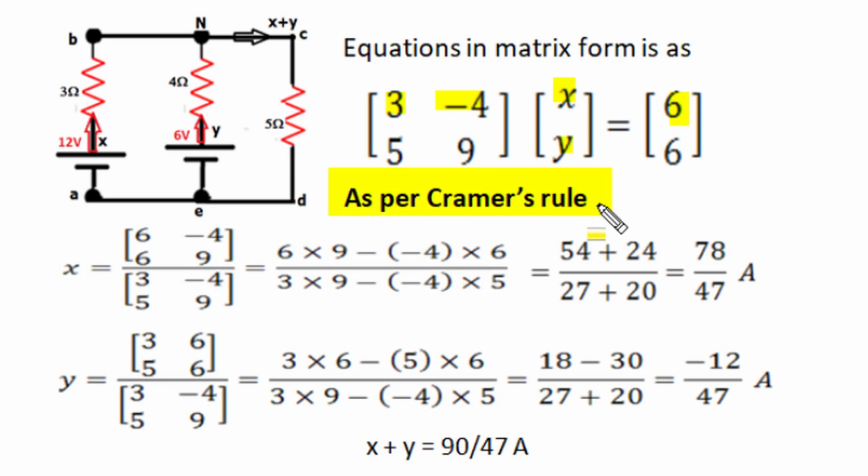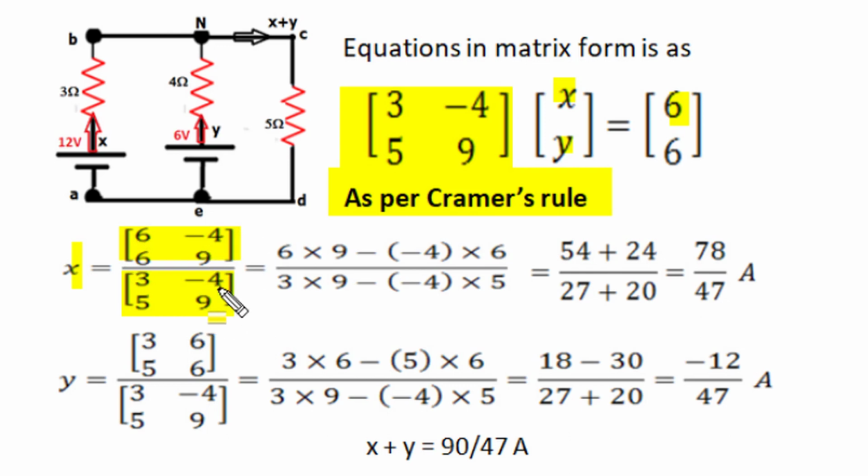To apply Cramer's rule, the unknown x can be obtained as a ratio of the determinant values of two matrices. The bottom matrix is the same as this resistance matrix, 3, 5, minus 4, 9, and on the numerator side the first column of the matrix, which is the coefficient of x, should be replaced by the equal-to matrix column, that is 6, 6. So this matrix becomes 6, 6, minus 4, 9.